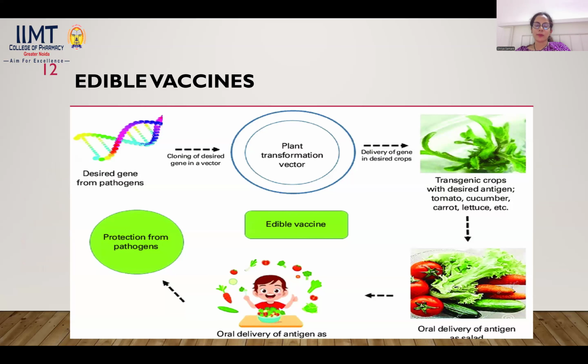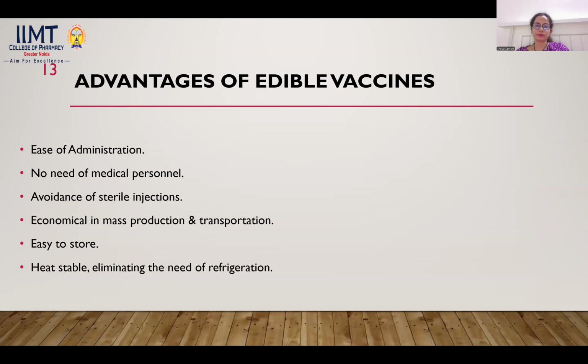So this is how we prepare an edible vaccine. Whatever desired genes we want, we take those genes from the pathogen. Cloning of the desired gene is done in a vector, the plant transformation vector, which further delivers the gene into the desired crops. These transgenic crops with the desired antigen include tomato, cucumber, carrot, lettuce, etc. Orally, when we take these vegetables which contain that desired antigen, we will have protection from the pathogen by eating these plants, by eating these vaccines.